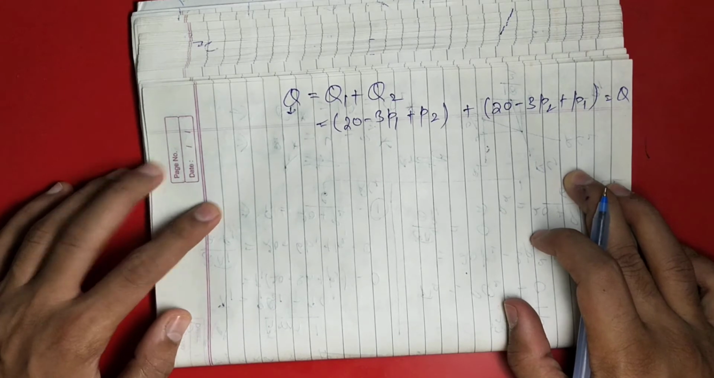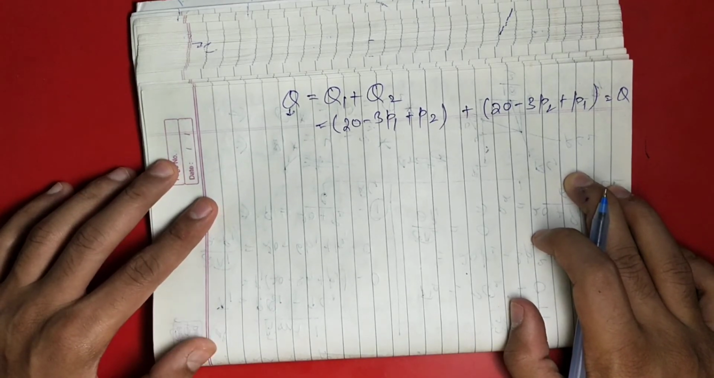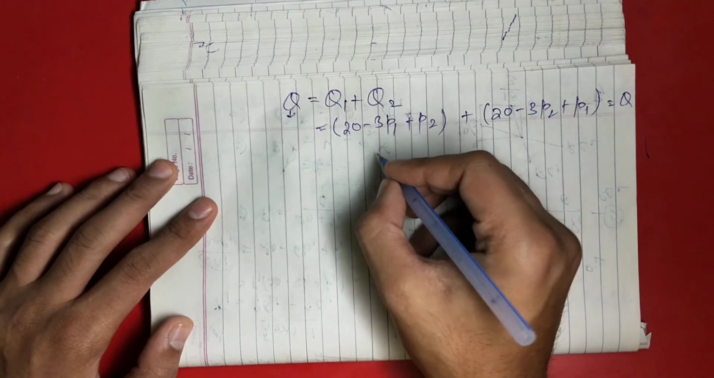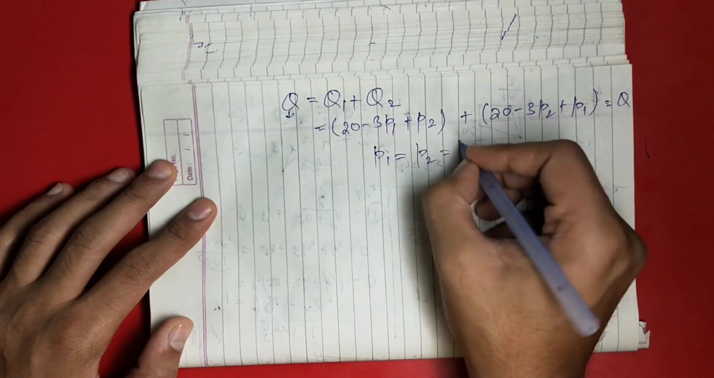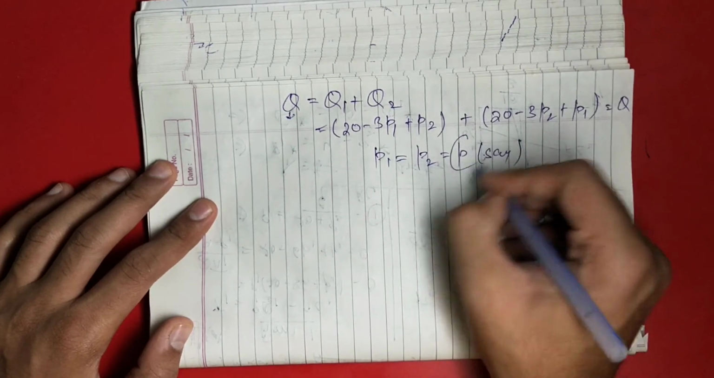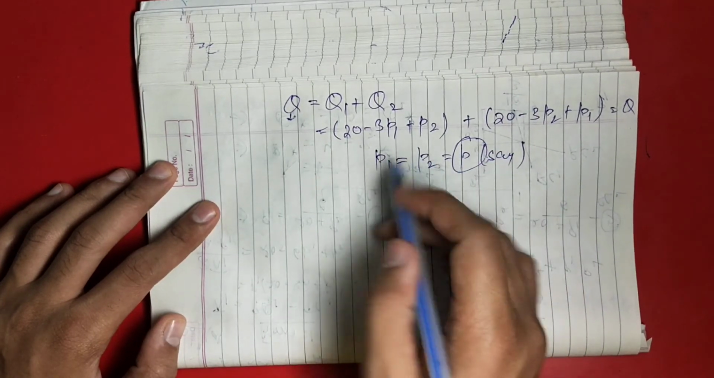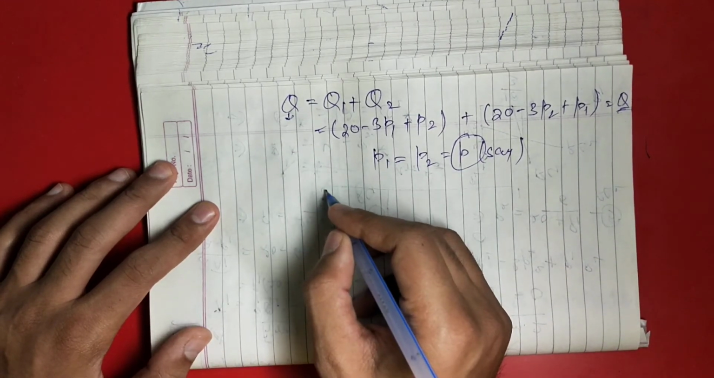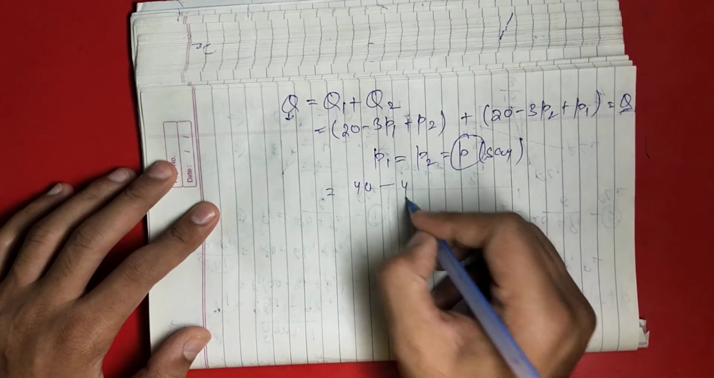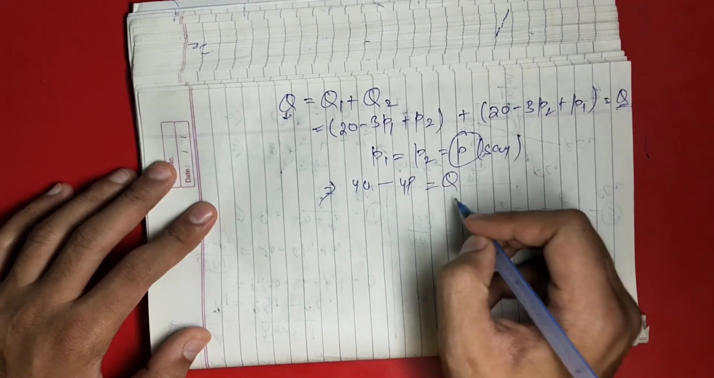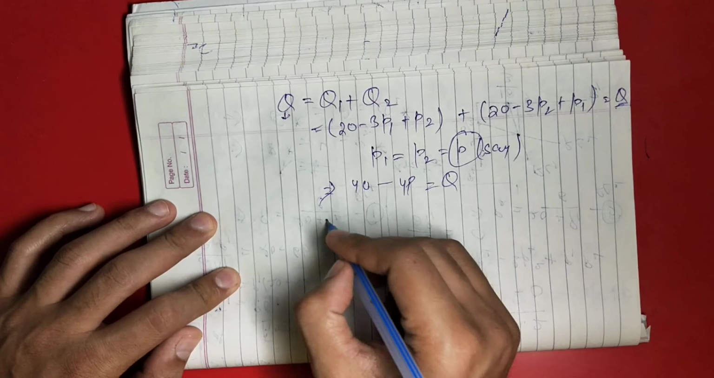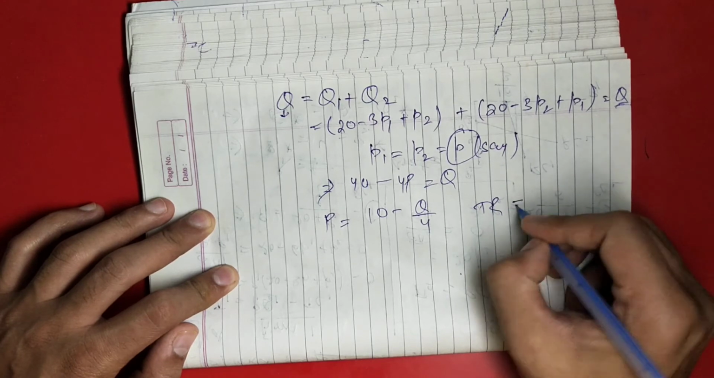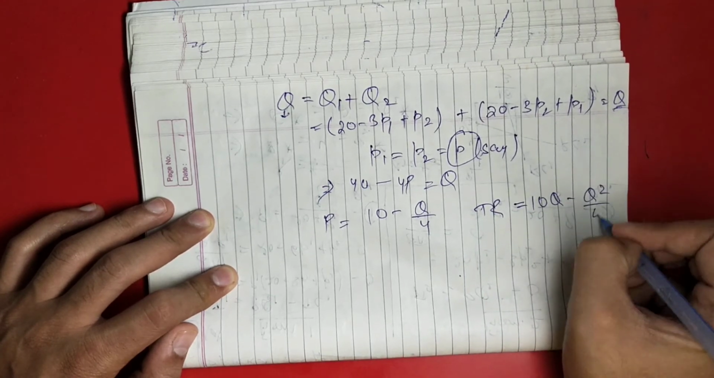Since now this is only one firm, he cannot charge two prices for a single product. So that means P1 will be equal to P2, which will be equal to P. Say he is charging the price P, in rupees. If you solve the equation, you will get 40 minus 4P is equal to Q. This implies P is equal to 10 minus Q by 4. So you can clearly calculate TR from here: 10Q minus Q square by 4.